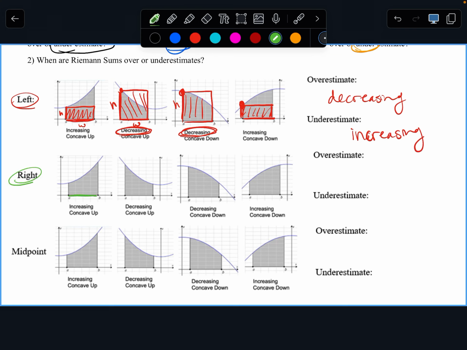Now if I did right, again, draw your width, being the width of the whole interval, so it's easy to tell.